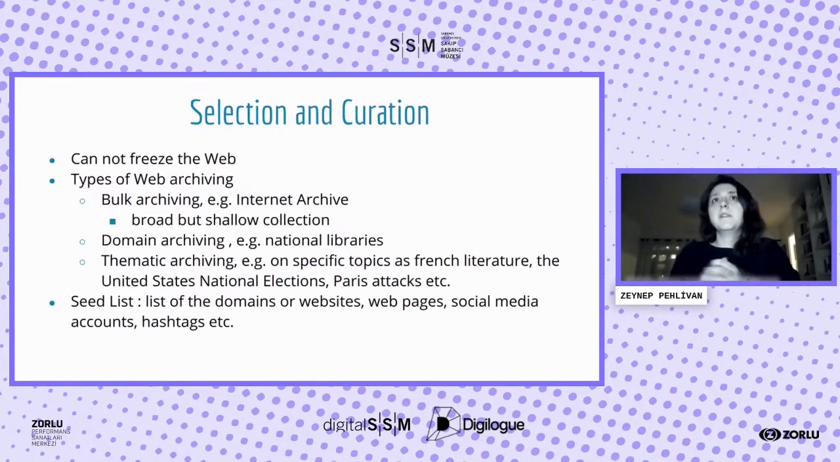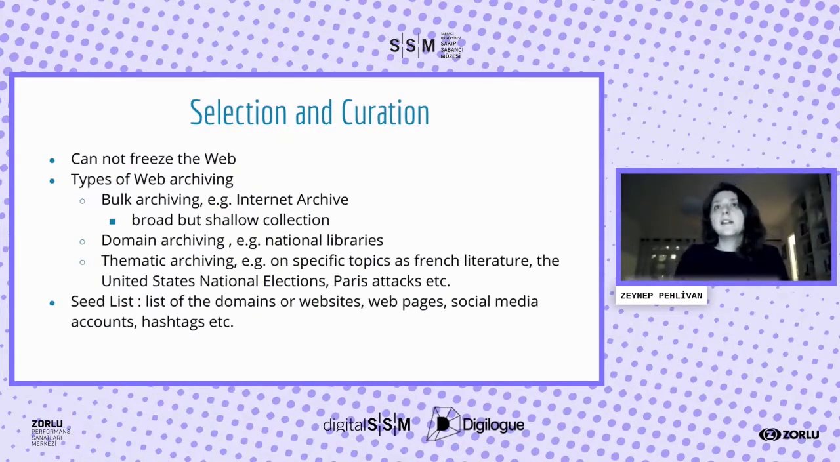First of all is bulk archiving, which tries to archive everything, like the Internet Archive tries to do. It's a broad but shallow collection. For example, if you have a URL from a website in Turkey, you are going to see that it's not archived daily. It's even archived maybe once a month.